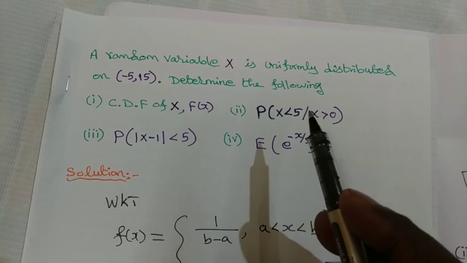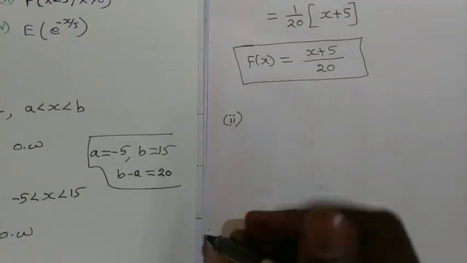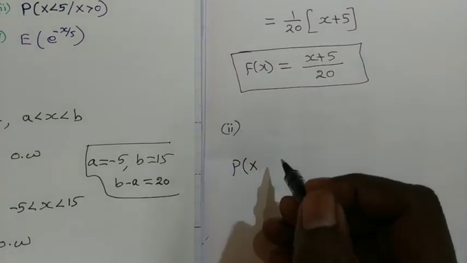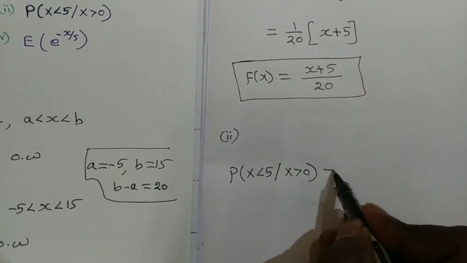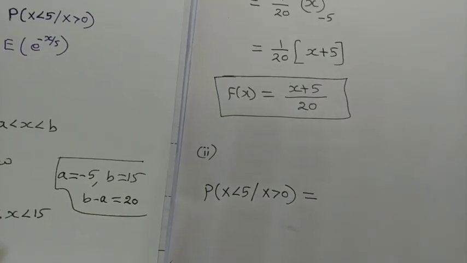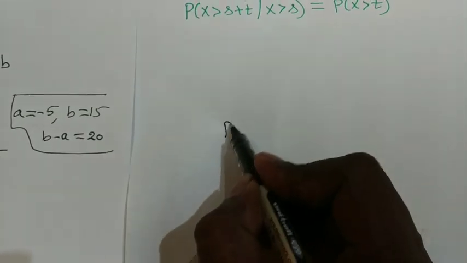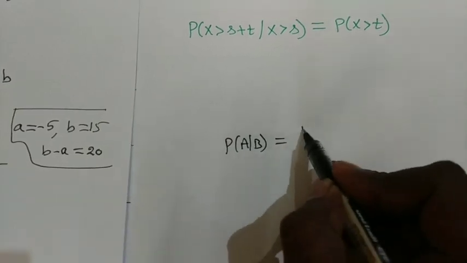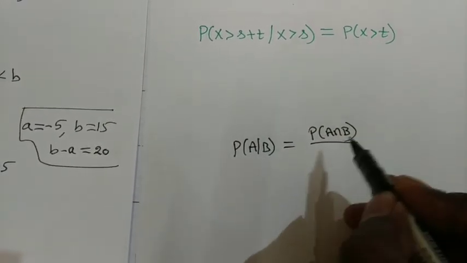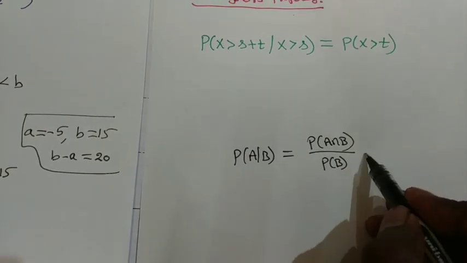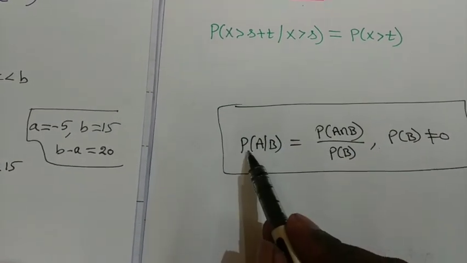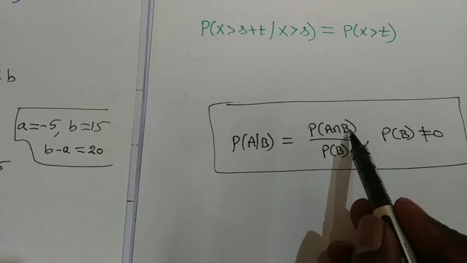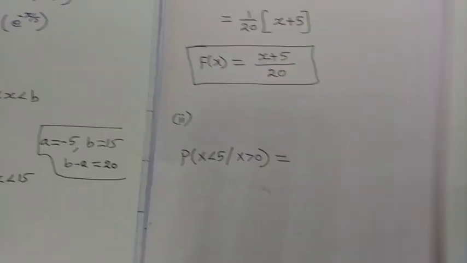Next I am going to find the second one, P of x less than 5 given x greater than 0. I am going to find this by using the formula. The formula is P of a given b is equal to P of a intersection b divided by P of b, provided P of b is not equal to 0. The second value will come in the denominator. So I am going to use this formula.